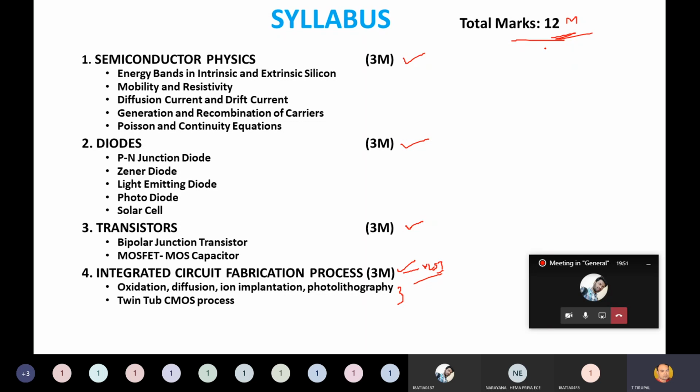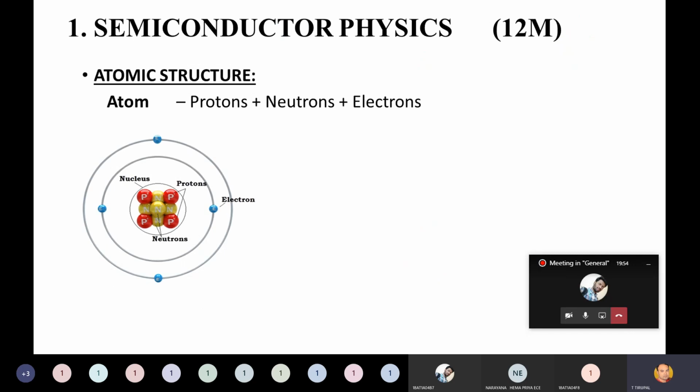The first topic is called semiconductor physics. This syllabus is completely made up of 12 marks. So we will deal with the first topic, which is called atomic structure. As you know already, I will go step by step here. First, in atomic structure, we have an atom.